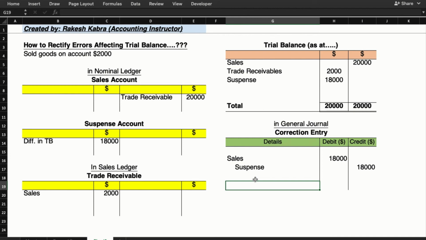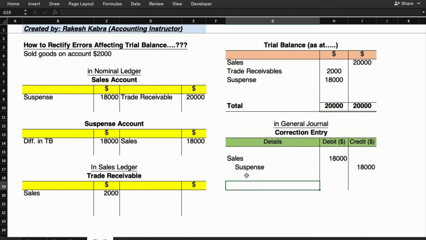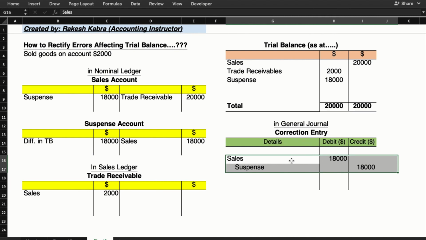Now see the ledger posting of this correction entry. Sales account debited by $18,000. So on the debit side, I will write 18,000, and in the detail column, I will write suspense account. And the suspense account is credited. So in the suspense account on the credit side, I will write 18,000, and in the detail column, I will write sales. So I have passed the correction entry, and then I have posted the correction entry in the ledger.